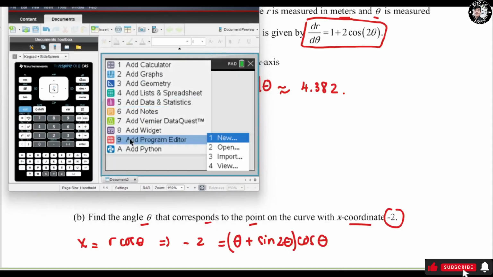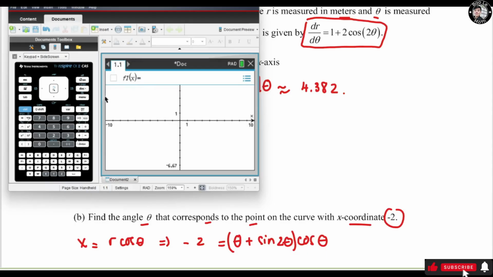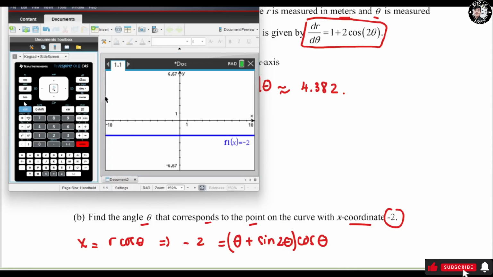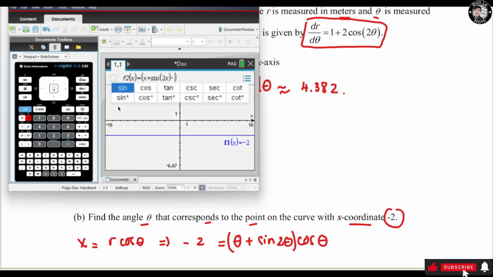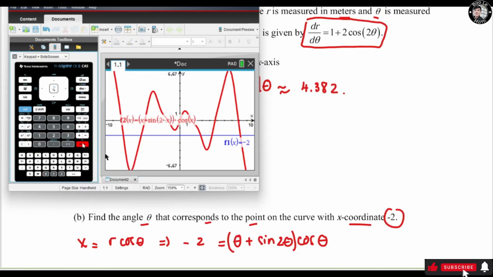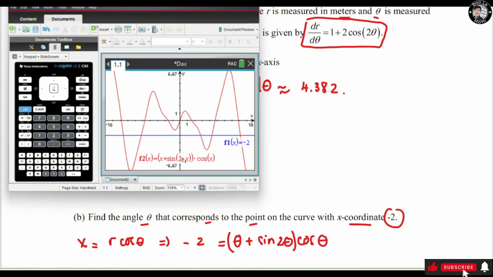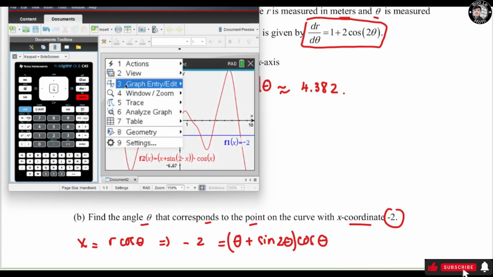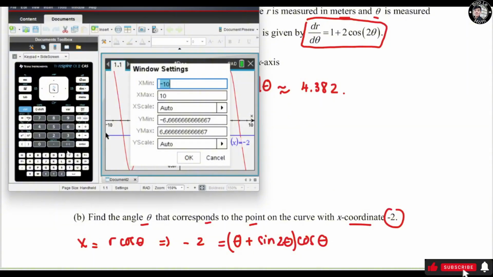Now you're going to bring up the calculator. Add graphs right here. F1 means -2, press enter. Now for F2, you're going to press tab right here. So you're going to put parentheses x plus sine 2x times cosine x. Now remember, you need to restrict the domain. The domain is going to be from 0 to pi, which means 0 to 3.14. So you're going to restrict the domain. Press menu, number for window settings right here. It's going to be from 0 to 3.14, so I'm going to put 3.2. And then press OK. It's going to be right here.